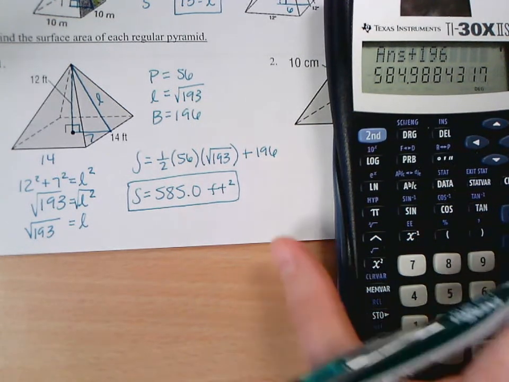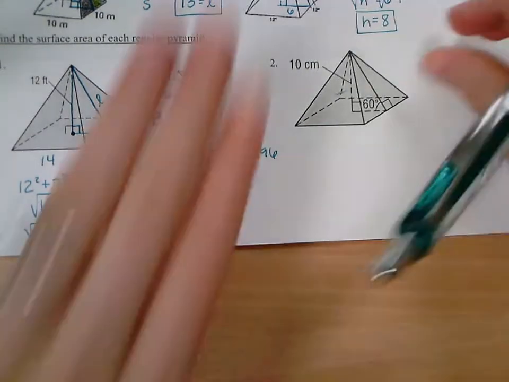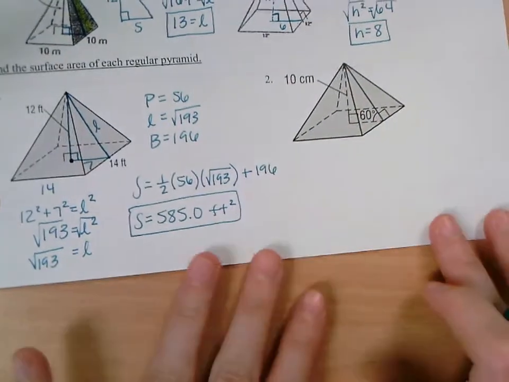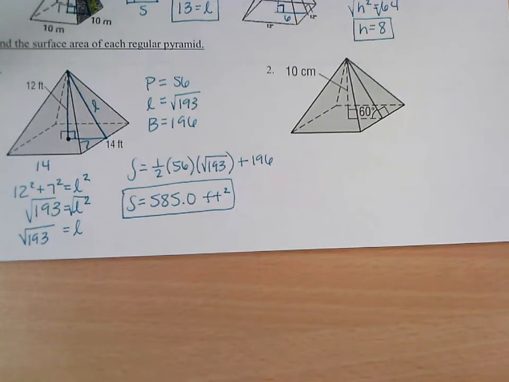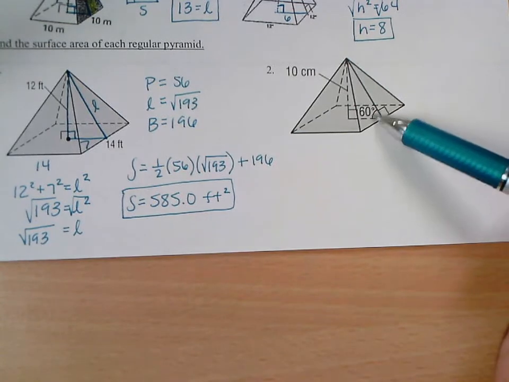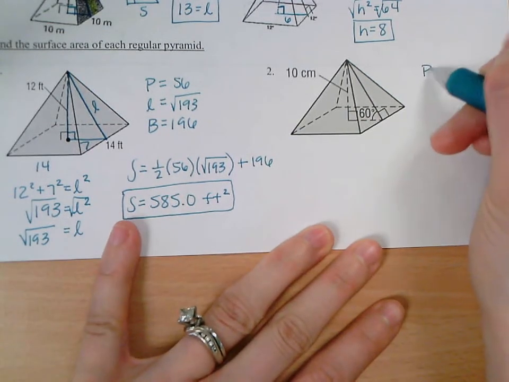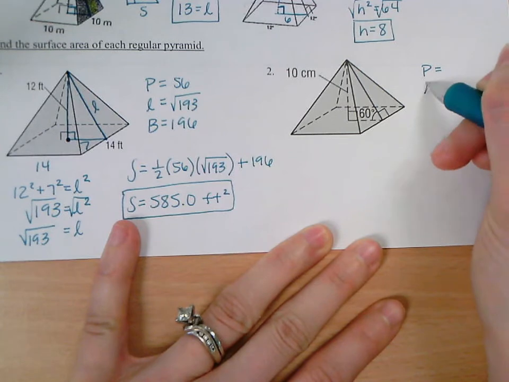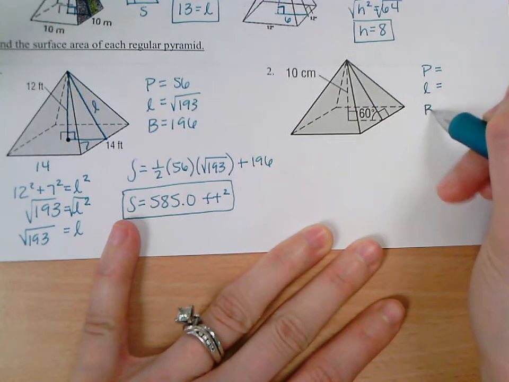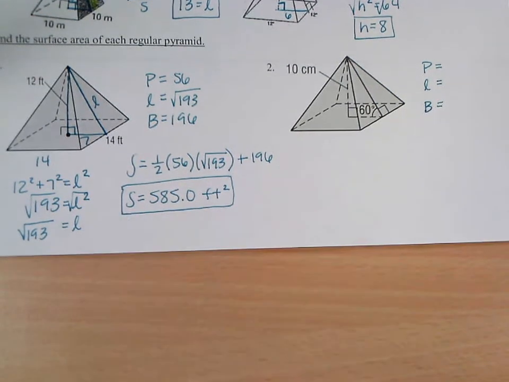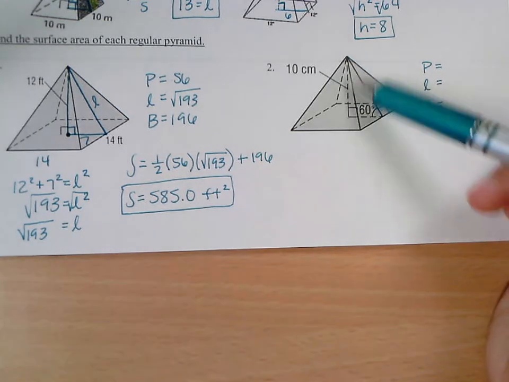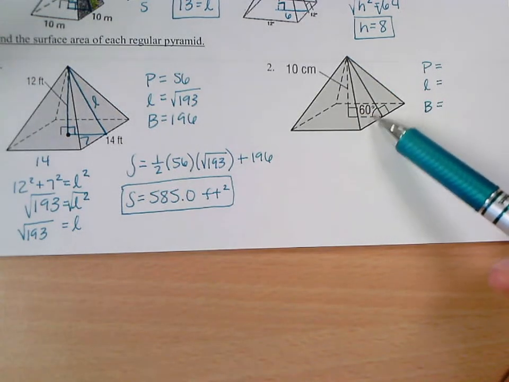Okay, the second one. This one is a little bit different because it gives you this 60-degree angle there. So to find the surface area, again, I need the perimeter of my base, I need my slant height, and I need the area of my base. But the only thing I'm given is that the height is 10, and then I know this is 60.